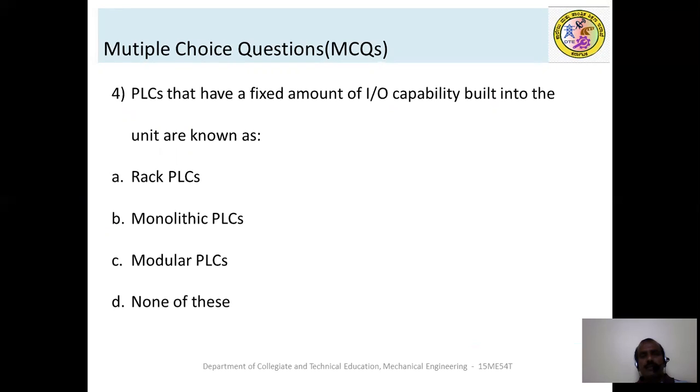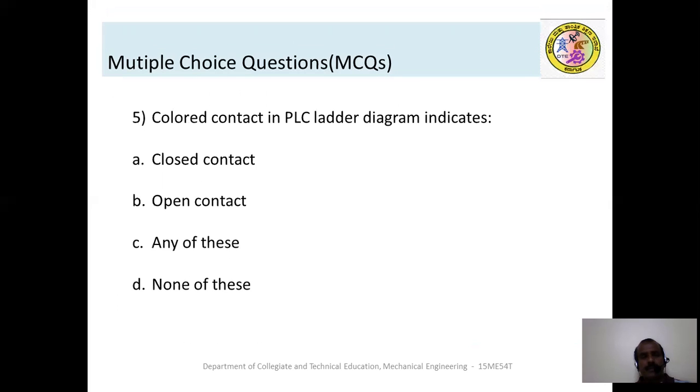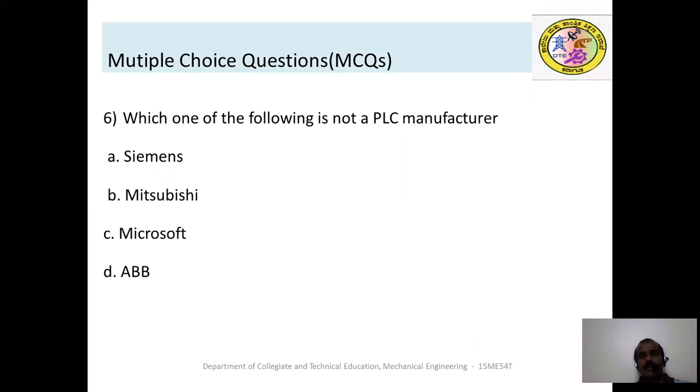PLCs that have a fixed amount of input-output capability built into the unit are known as: rack PLCs, monolithic PLCs, modular PLCs, none of these. The answer is B, monolithic PLCs. A colored contact in a PLC ladder diagram indicates: A, closed contact, B, open contact, C, any of these, D, none of these. The answer is A, closed contact. Which of the following is not a PLC manufacturer? Siemens, Mitsubishi, Microsoft, ABB. The answer is C, Microsoft.